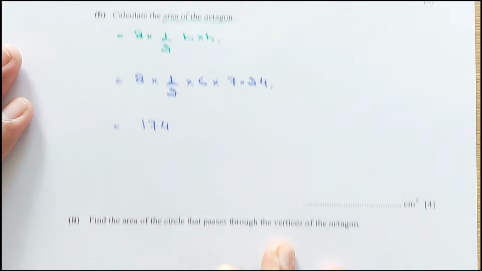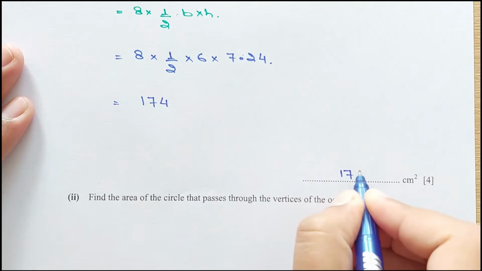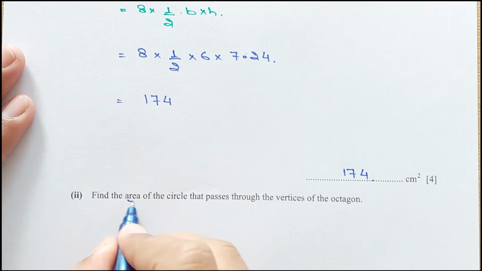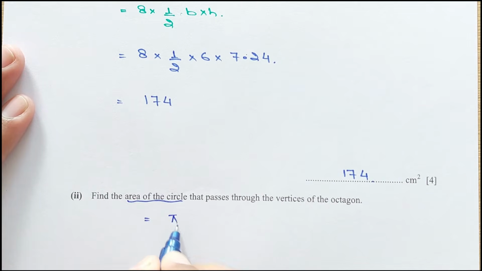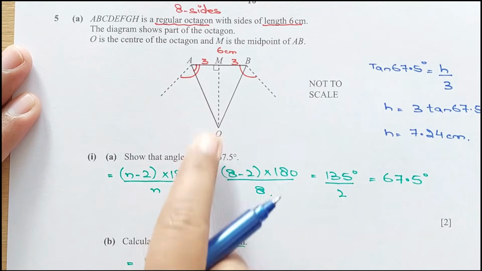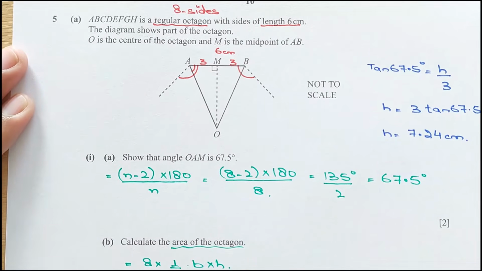174 centimeter square. Now for the second part, find the area of a circle that passes through the vertices of the octagon. So the area of a circle is equal to pi r square. We need to find the radius of the circle. So as you can see, what is the radius of the circle? OA, OB. This is the radius of the circle, right?